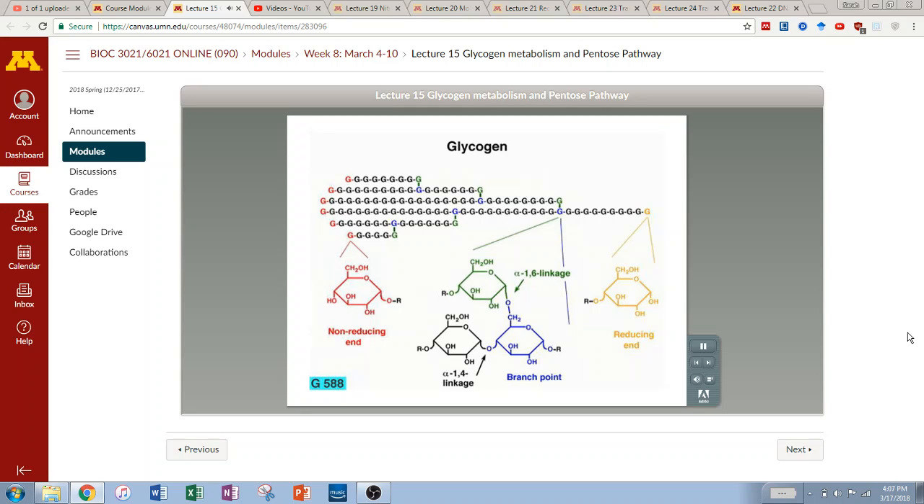The extensive branching of glycogen provides many non-reducing ends which are subject to enzymatic hydrolysis reactions. There's only one reducing end, where a glucose unit could undergo mutarotation to the open-chain form.